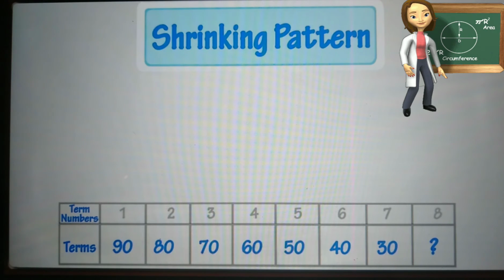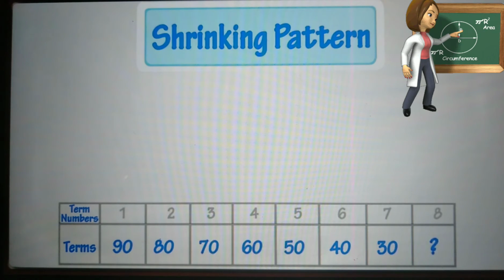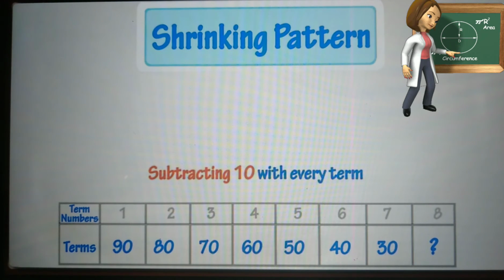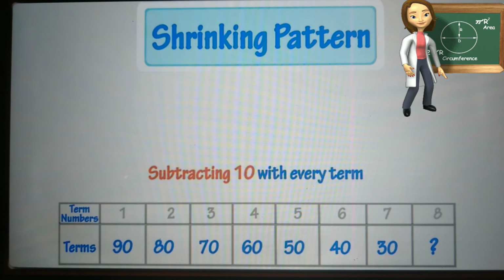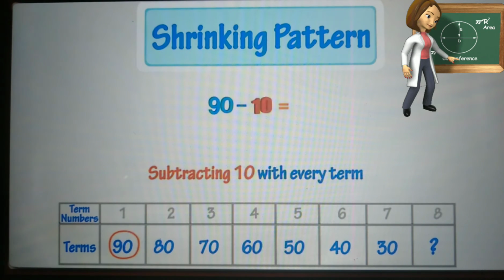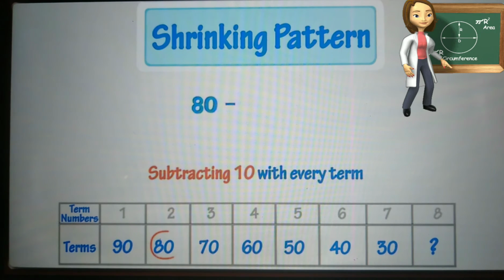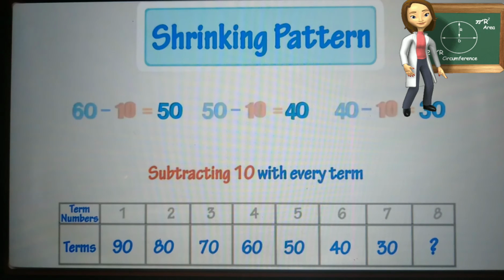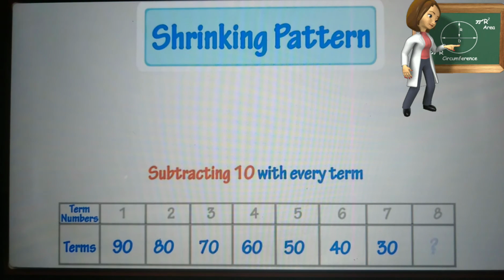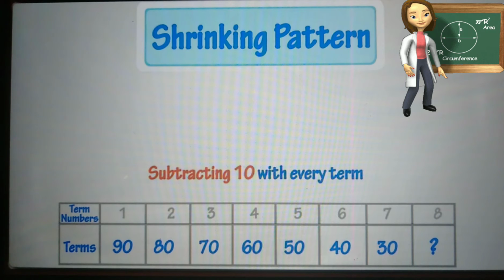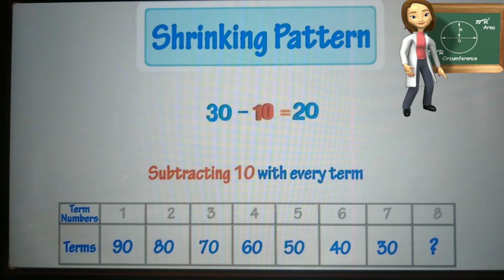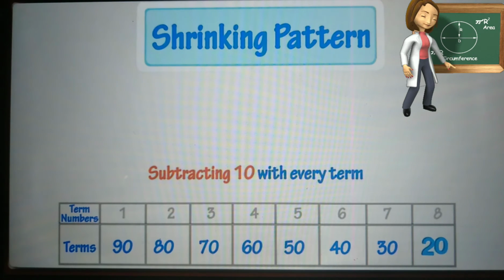Now, let's find out what the next terms for this pattern are. Here, we are subtracting 10 with every term. 90 minus 10, we get 80. 80 minus 10, we get 70. 70 minus 10, we get 60. And so on. So the eighth term would be subtracting 10 from the seventh term. 30 minus 10, that is 20. So the eighth term would be 20.